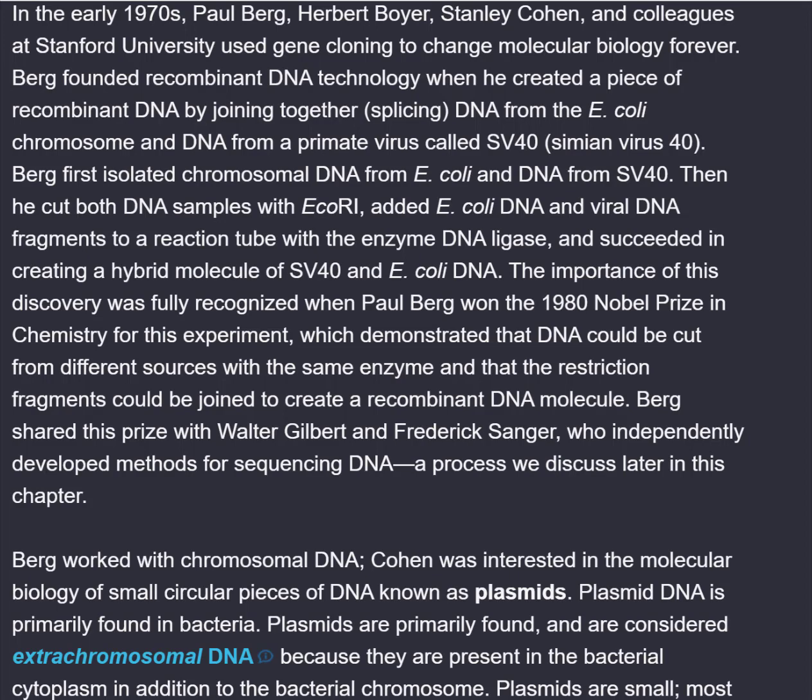The importance of this discovery was fully recognized when Paul Berg won the 1980 Nobel Prize in Chemistry for this experiment, which demonstrated that DNA could be cut from different sources with the same enzyme and that the restriction fragments could be joined to create a recombinant DNA molecule. Berg shared this prize with Walter Gilbert and Frederick Sanger, who independently developed methods for sequencing DNA, a process we discuss later in this chapter.